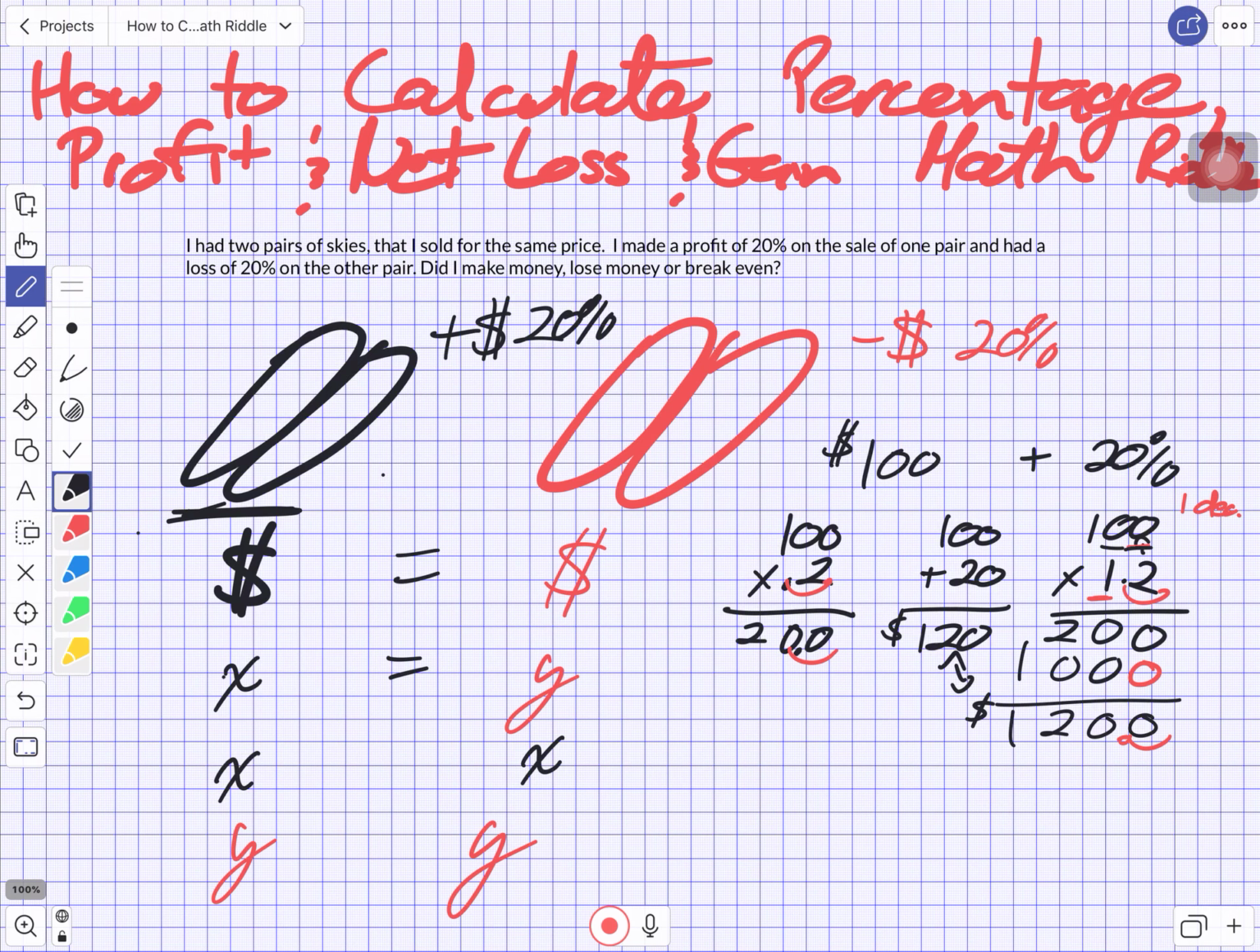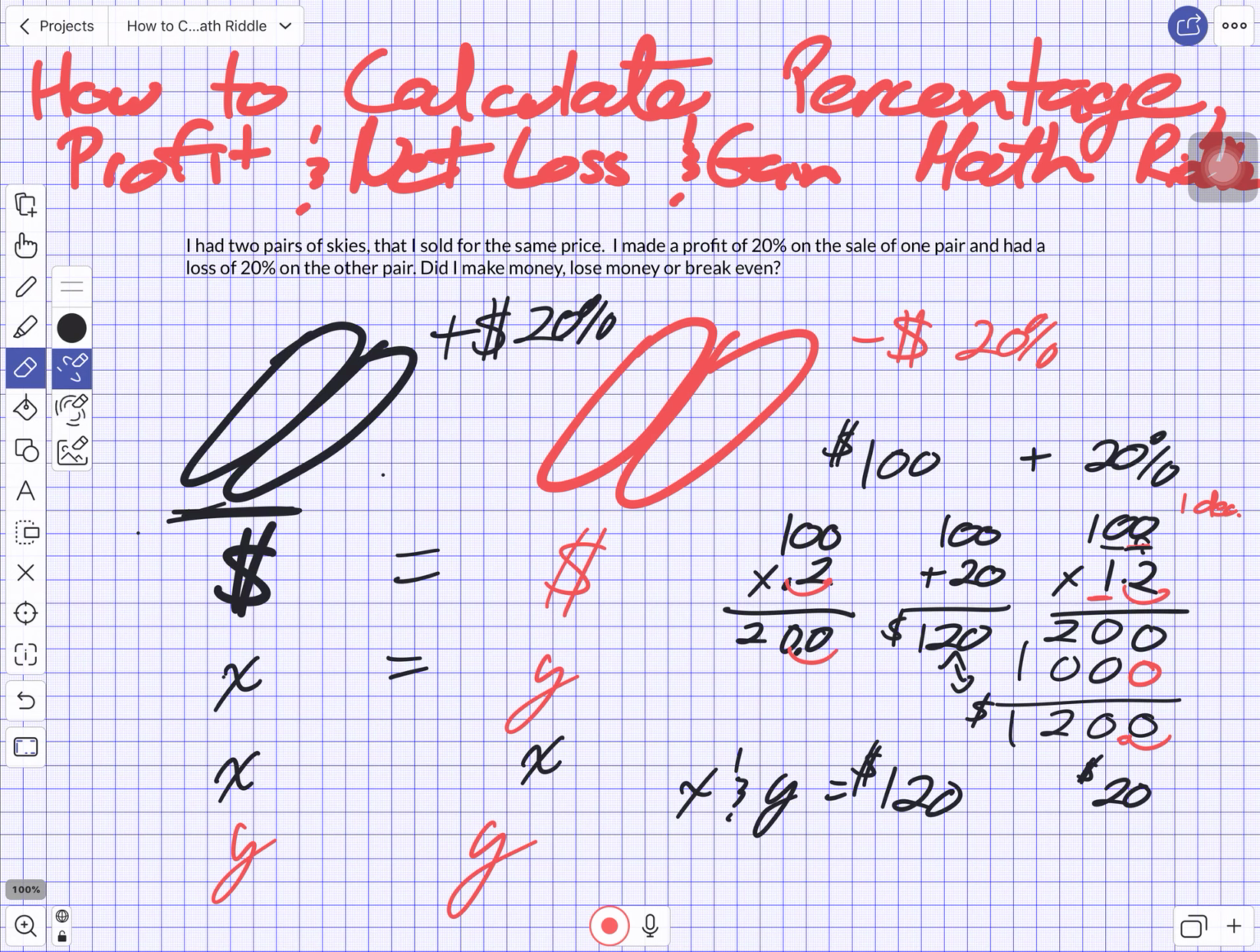We got $120. So we're going to say that X and Y are both equal to $120. That was the sale price. So we got $120 for the black ones, and we got that profit of $20. Okay, so keep that in mind. I'm not going to put a plus sign, that's misleading. We're going to say that's the profit of $20. Okay, that's really important to this.